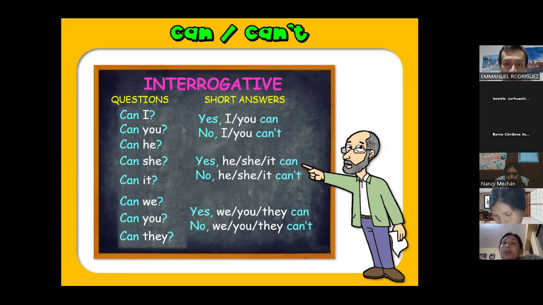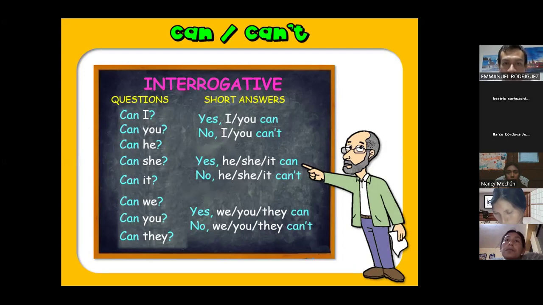No es como en el español que colocamos el signo al inicio y al final, no. Aquí solamente utilizamos un question mark, solamente al final de la pregunta. Así como nosotros tenemos preguntas, tenemos los famosos short answer. ¿Qué son los short answer? Short answer viene a ser las respuestas cortas.